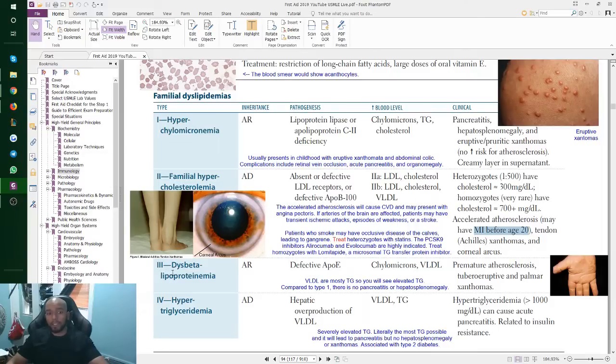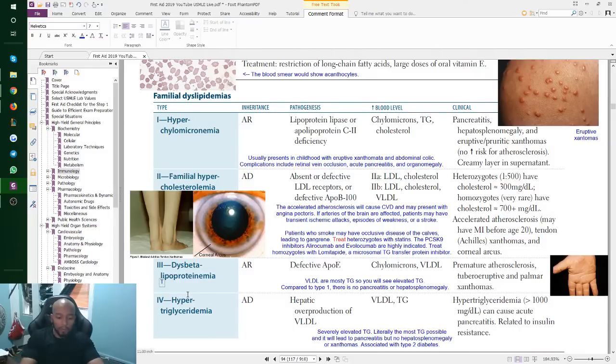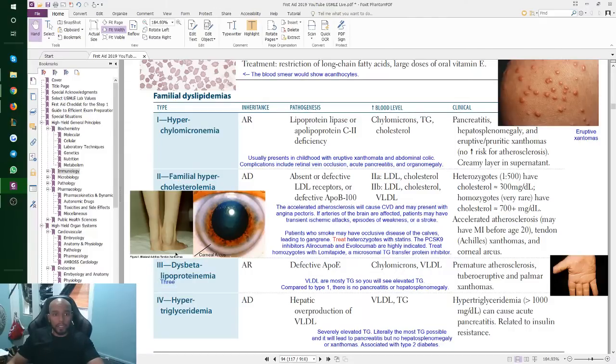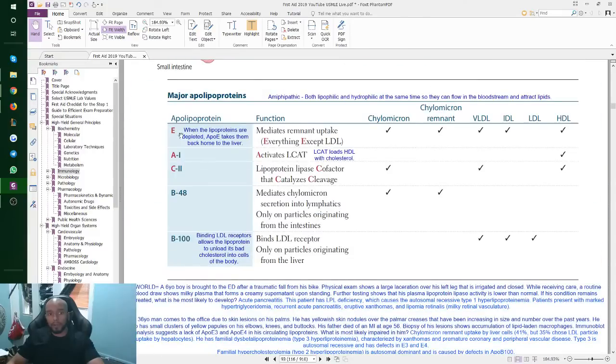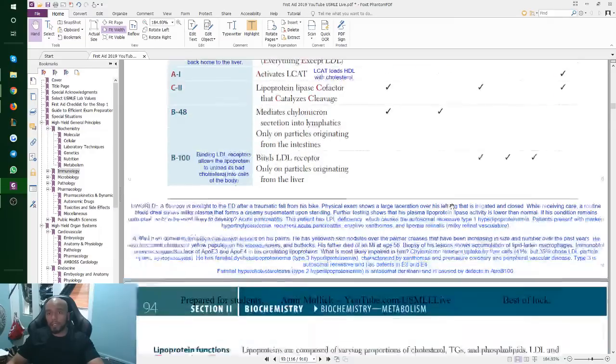Then you have dysbetalipoproteinemia, which is type 3. I always remember type 3 ending in 2 E's, the way you spell 3. So this is type 3. And the letters in 3 will remind you that the issue is defective ApoE, right? And when you don't have ApoE, remember E for everything. ApoE's job, if you go back up here real quick, ApoE picks up everything except LDL. Right? Its job is to bring back everything except LDL.